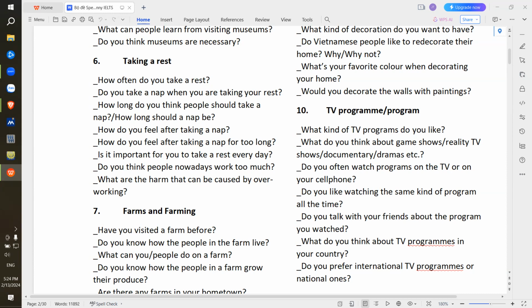I see. Do you think people nowadays work too much? Yes, I think so. And as you know, now people say that we should do smarter than harder. So it means people should work smarter, not harder? Yes, work smarter than harder, take less time but more efficiency. And they also want to reduce the number of hours for working.